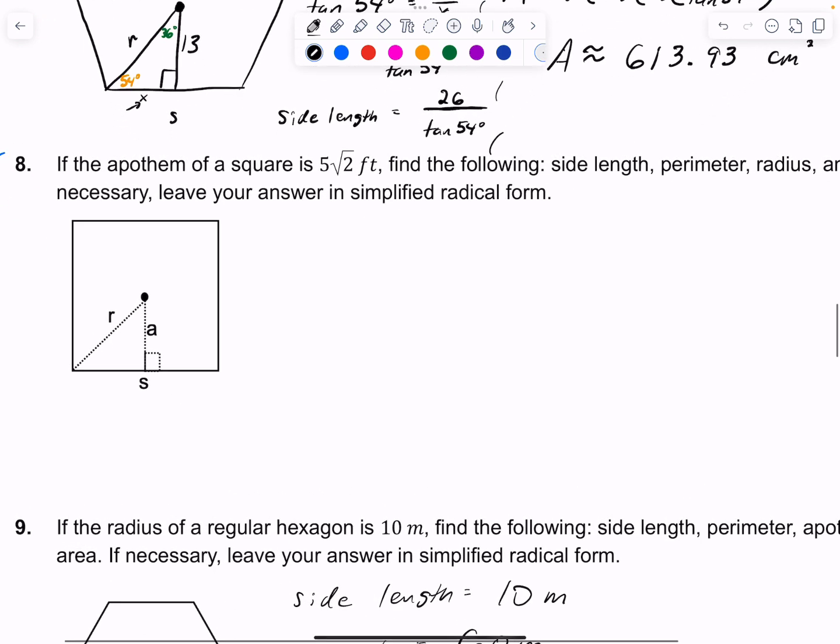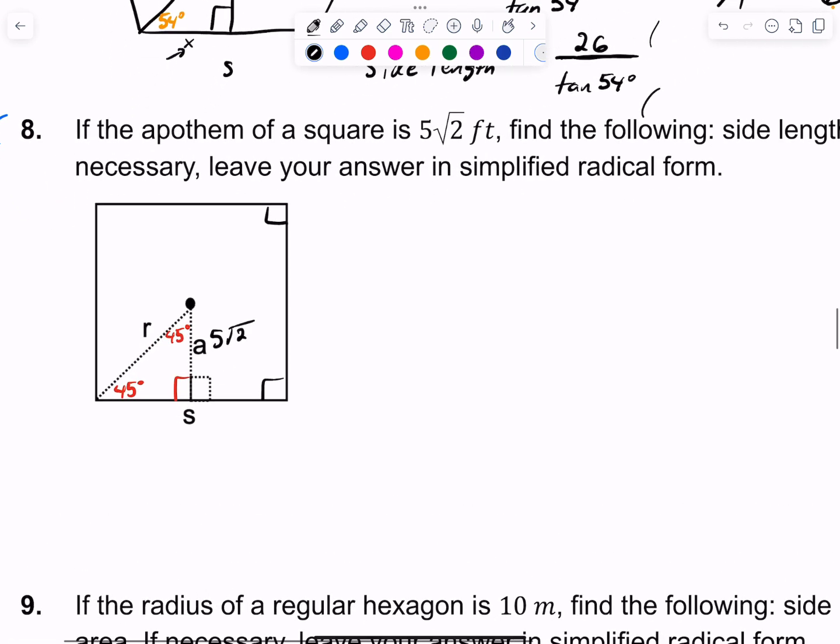I want to do one with a square. So if this is a square, these are all 90 degrees, and then you probably can figure out if that's going to split it in half, that's 45. So this one's also 45 degrees for this right triangle. It tells us that the apothem is 5 root 2, and we're trying to find everything that's going on here. Now, if this is a 45-45-90 right triangle, then this over here is also 5 root 2. So my side length is going to be double that. So 5 root 2 plus 5 root 2, my side length is going to be 10 root 2.